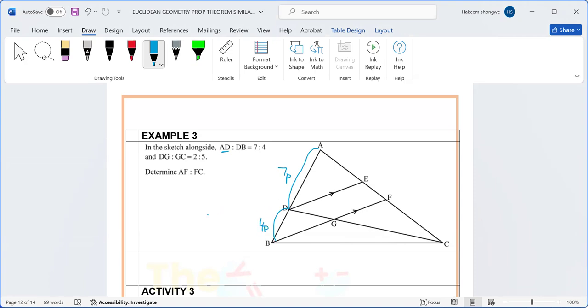Now the other one that they also gave us is DG. You come and look at DG. D to G can be 2R. So this one goes with GC. This is 2R, and it goes with GC, which is going to be 5R. Okay, now what's different from what we've been doing?